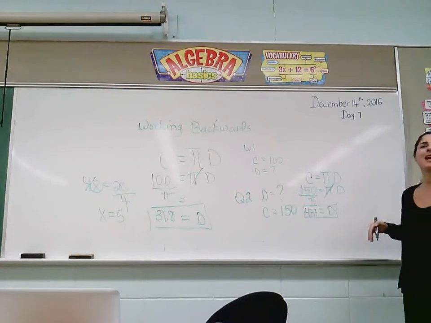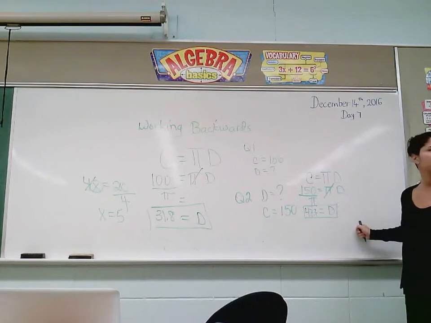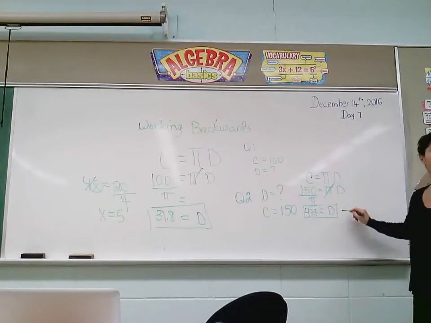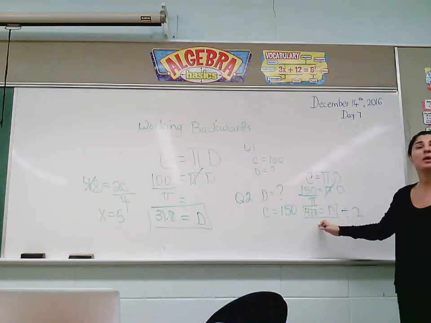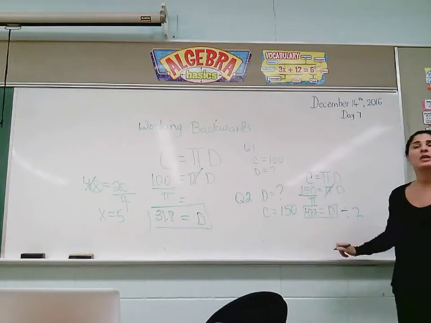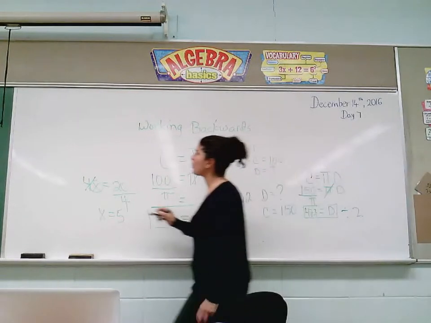Now, how about if I asked you for the radius? What would you do at this point? You would divide by 2. You would cut this in half. So you would make it 23.3. So all right. Guess what my next question is going to be?